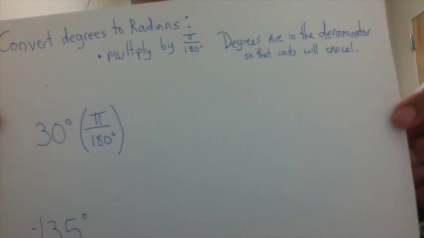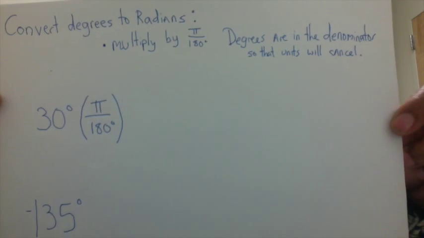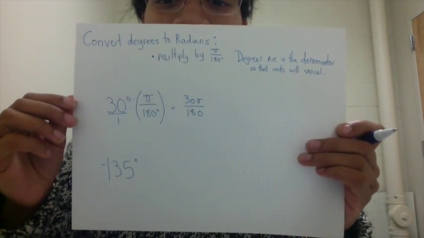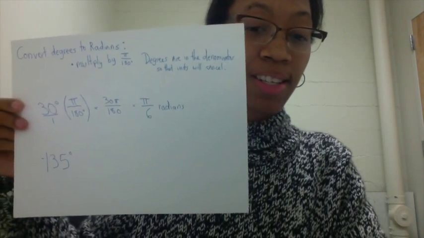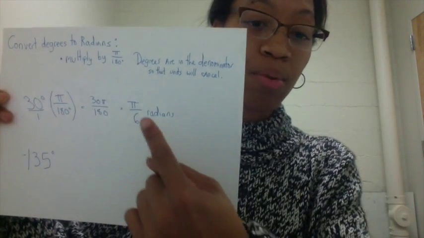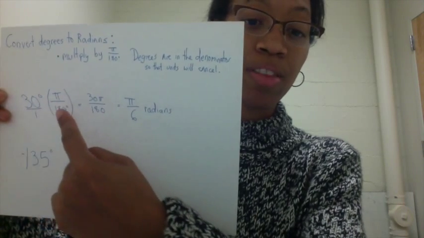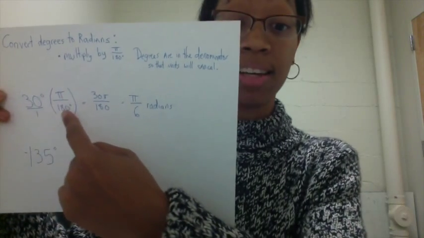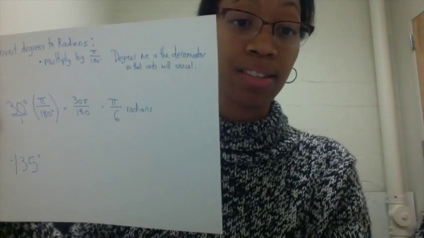So we're going to multiply by pi over 180, and when we do that, we're just going to multiply straight across the top and straight across the bottom. And then it's simply a matter of reducing that fraction. And so you can see that 30 degrees equals pi over 6 radians. Now I'd like to point out how the 30 degrees here cancels with the 180 degrees. Since we have degrees and degrees canceling, that's how we have left our answer in radians.